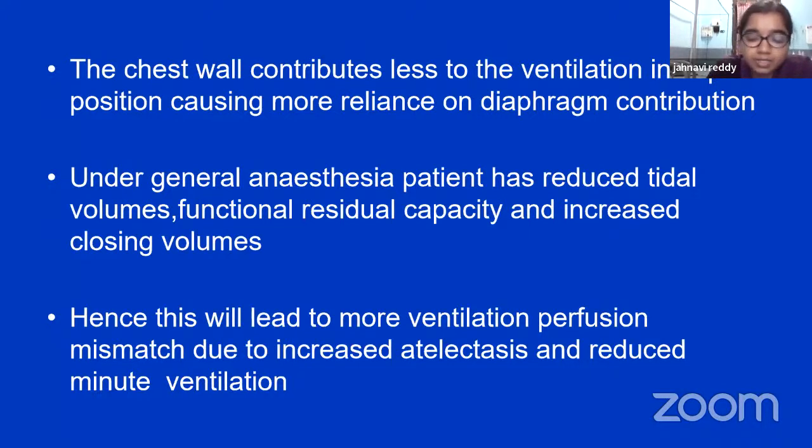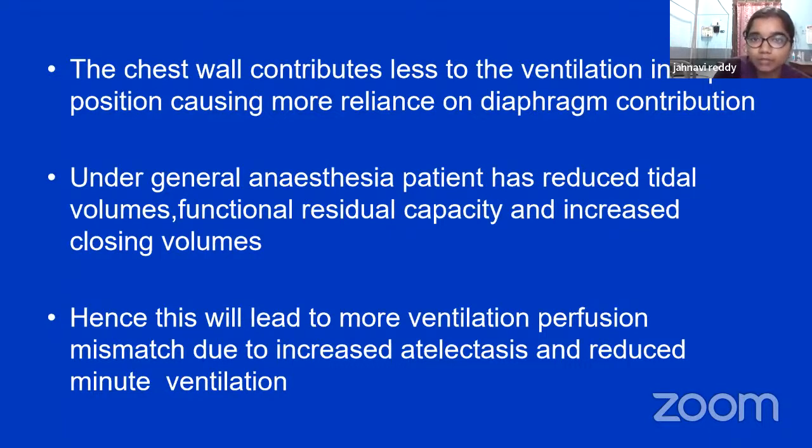Functional residual capacity is the amount of air present in the lungs after normal expiration. It is there to maintain the alveoli without collapsing. So if functional residual capacity is reduced in anesthetized patients, and the tidal volumes are reduced in anesthetized patients, hence ventilation perfusion mismatch will come, and it will also cause bilateral lower lobe lung atelectasis, and it will also lead to reduced minute ventilation.